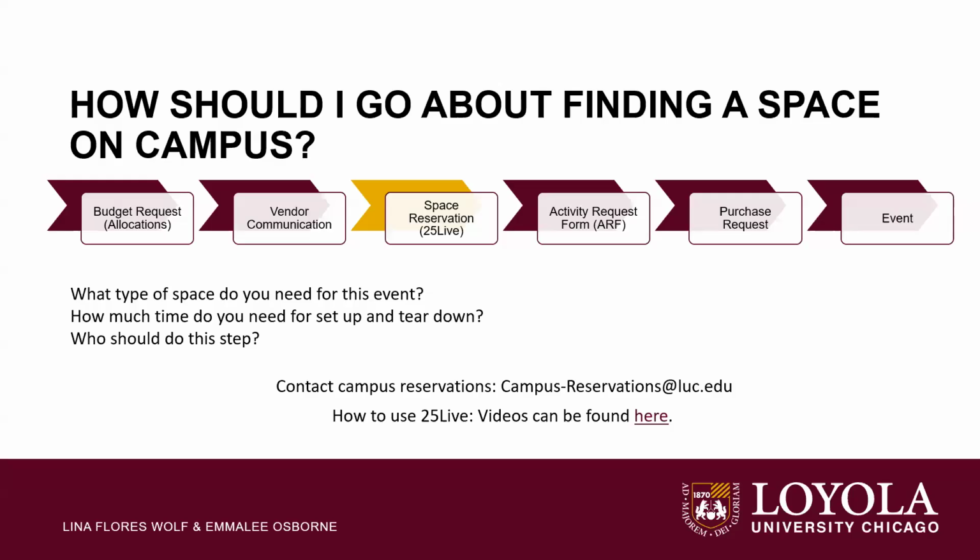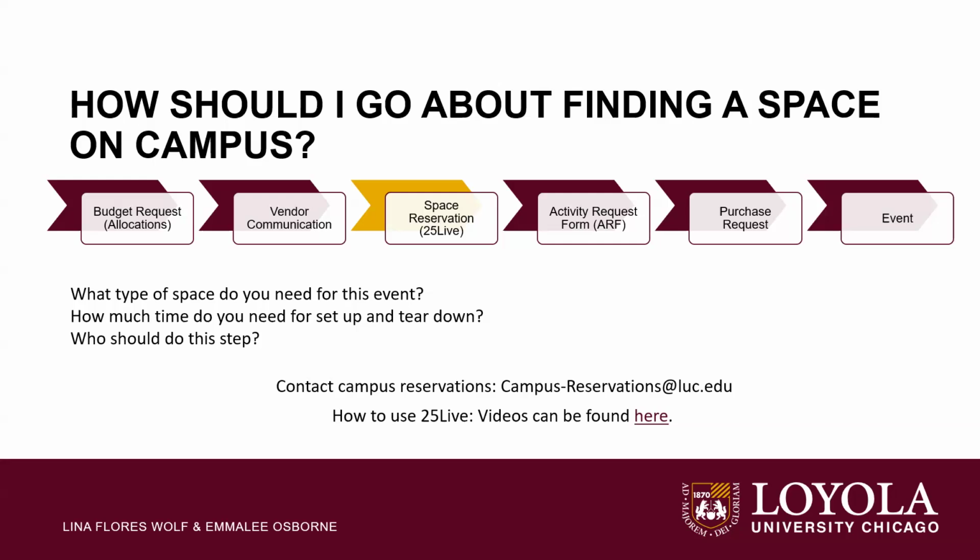Welcome back. In this piece, we will talk a little bit about finding space on campus and the space reservation process, as well as the activity request form. Now, these items will be more detailed for the president orientation because these are generally things that are done by either a president or an event manager.